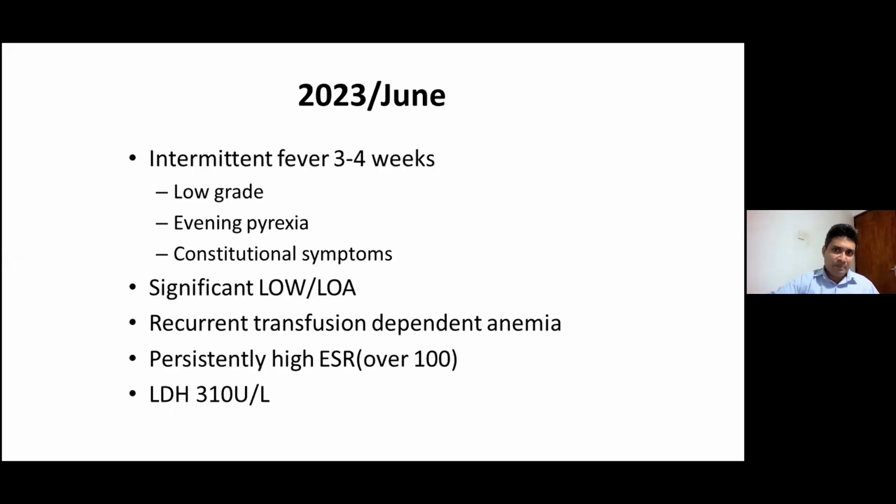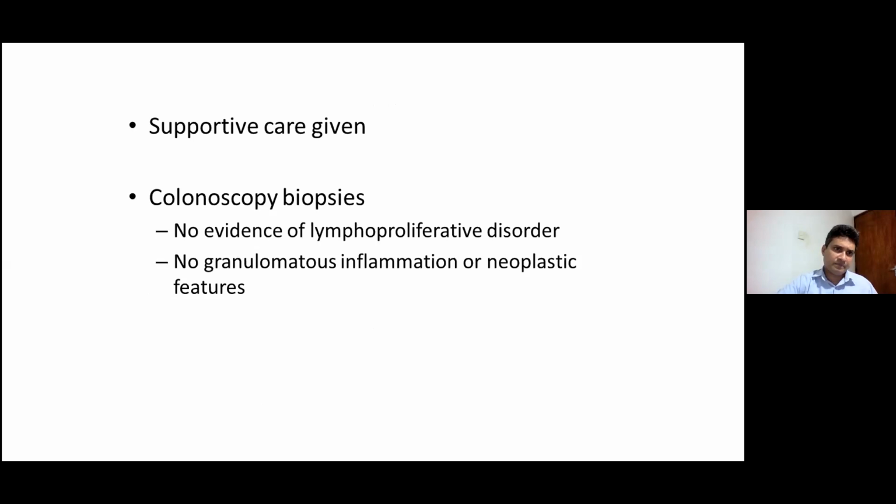So within that 4 weeks period, she developed intermittent fever, which went on for 3-4 weeks. It was described as a low-grade evening fever with constitutional symptoms, associated with a significant loss of weight and loss of appetite. And she was anemic recurrently. She required blood transfusion. Her ESR was persistently high, always above 100, and LDH was 310.